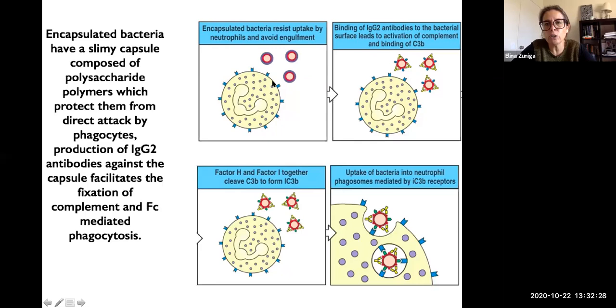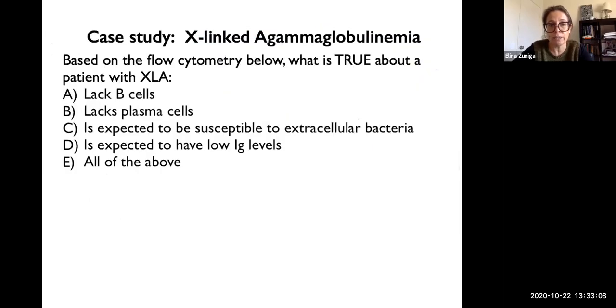And so to be phagocytosed, they require IgG2. This IgG2, specific for the bacteria, will opsonize the bacteria, and binding of IgG2 antibodies to the bacterial surface will lead to activation of complement and binding of C3b. This will further opsonize the bacteria and allow phagocytosis by neutrophils, which can then kill the bacteria. And so the patients with X-linked agammaglobulinemia have enhanced infections with these encapsulated bacteria.